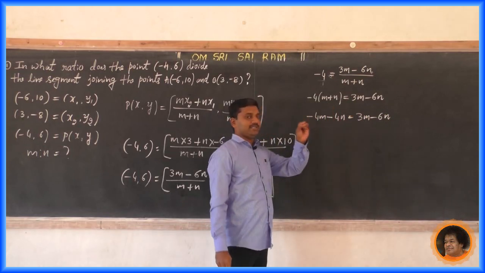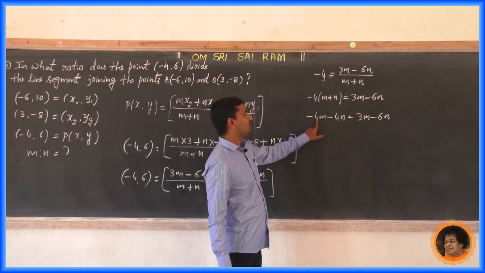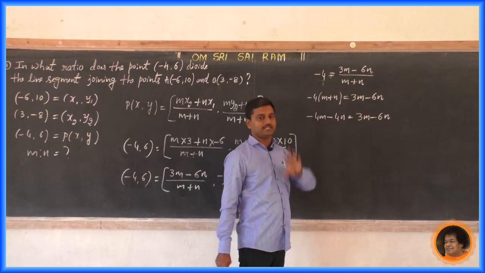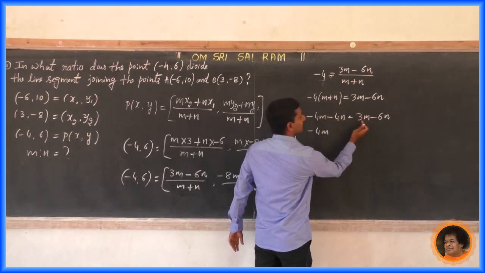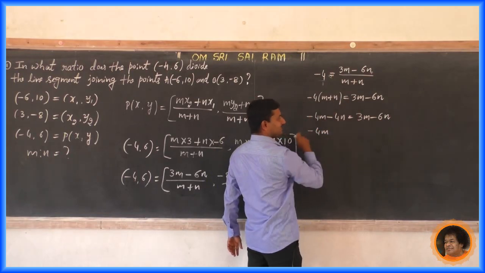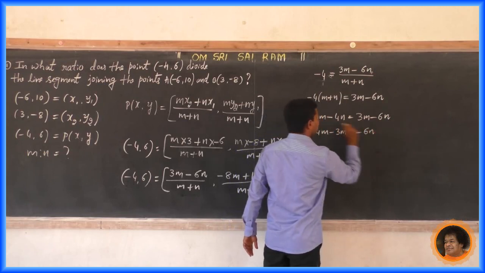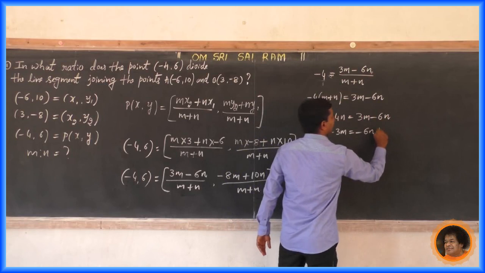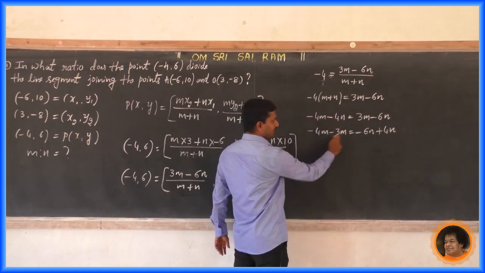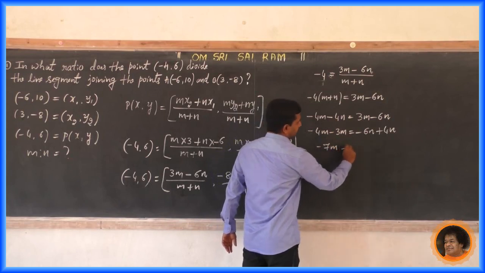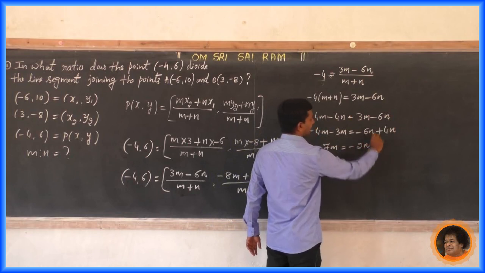Related to algebraic expressions, like terms can be added or subtracted. So here -4m and 3m are the like terms. Now transpose the like terms to the same side. So -4m, here plus 3m, transposes to the left hand side. So that becomes -3m equals -6n, and -4n becomes plus 4n. So here -4m minus 3m is -7m, equals -6n plus 4n, which is -2n.